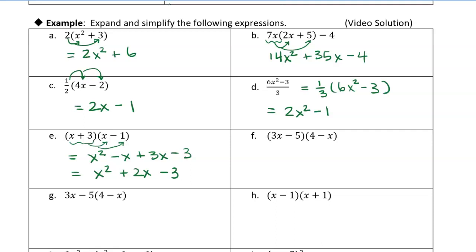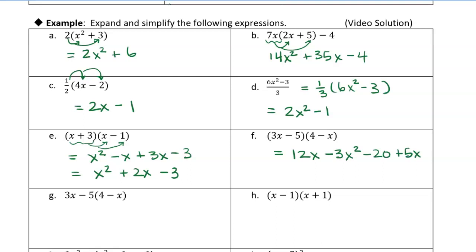All right. Here's another application of FOIL. So again, we're just going to take first, outer, inner, last. So we've got a 12x and 3x times 4. And then outer, we're going to have a -3x squared. And then inner, we're going to have a -20. And then finally, -5 times -x gives us a positive 5x.